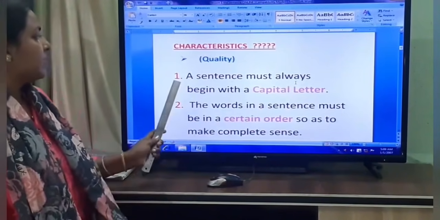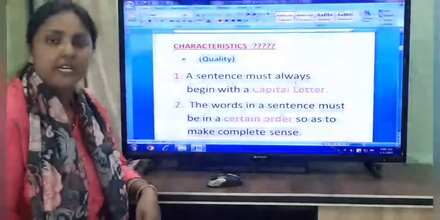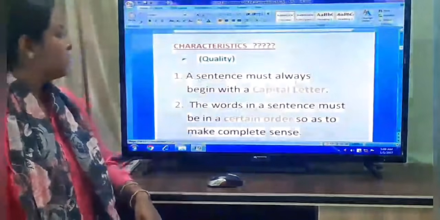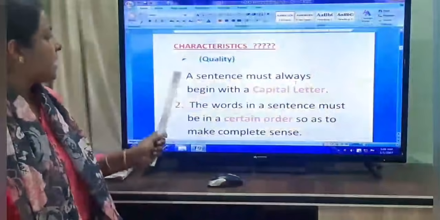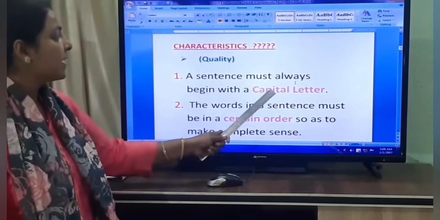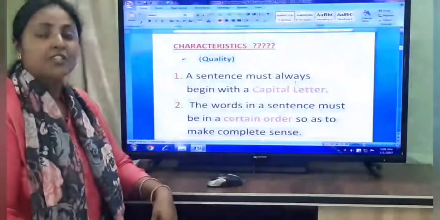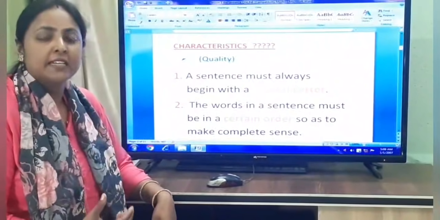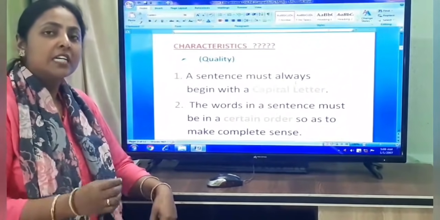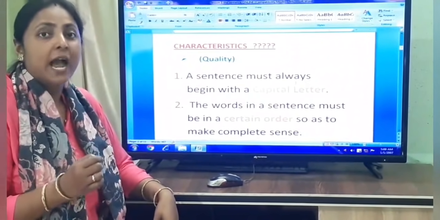The first one, a sentence must always begin with a capital letter. I repeat, a sentence must always begin with a capital letter. The children are playing in the garden. The first word, The, starts with a capital letter.